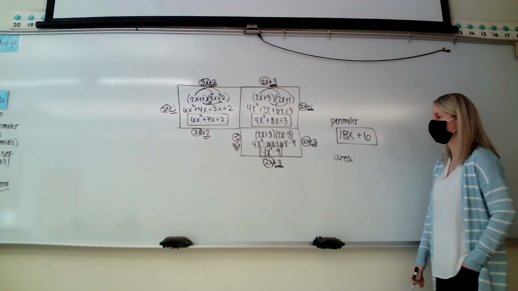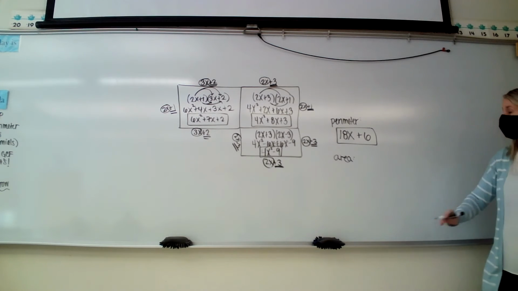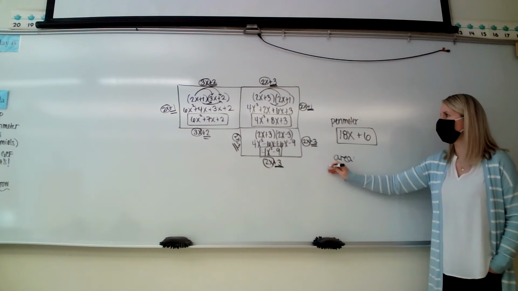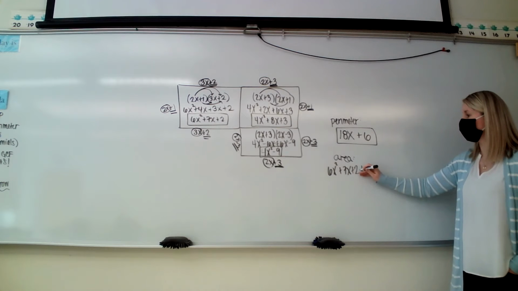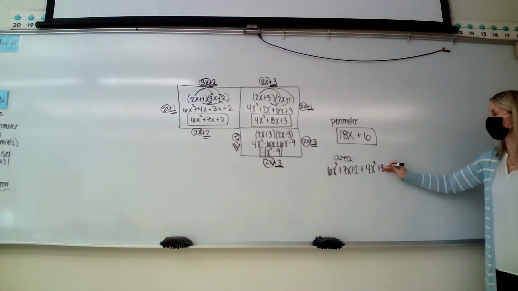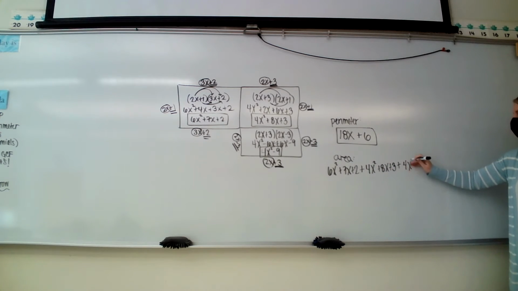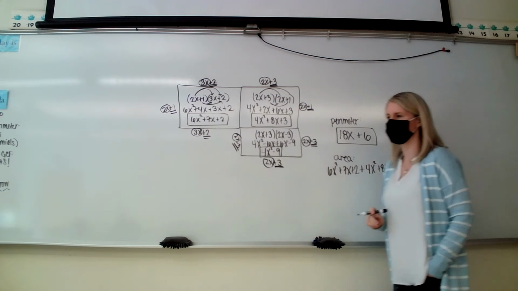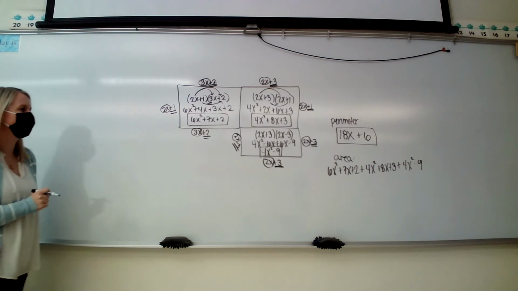All right. So we need to find the area of this whole thing. We find the area of individual pieces. So to find the complete area, we're just going to add those together. I'll do my work over here. I have 6x squared plus 7x plus 2 plus my other rectangle was 4x squared plus 8x plus 3 plus my last section was 4x squared minus 9. I'm just going to check to make sure I'm still on the screen for the people at home. Oh yeah, I got plenty of room.